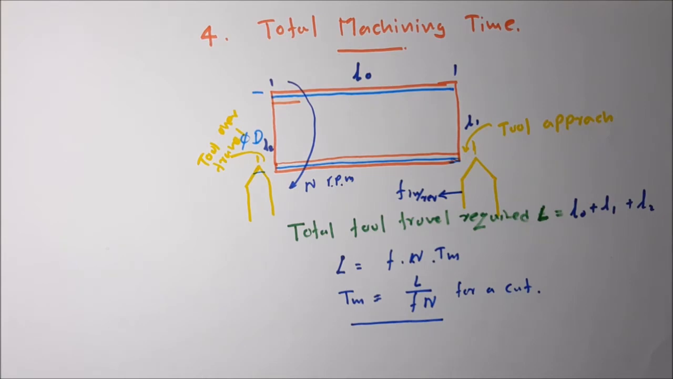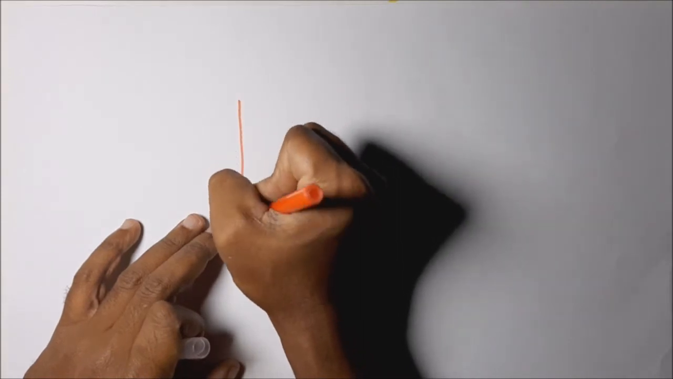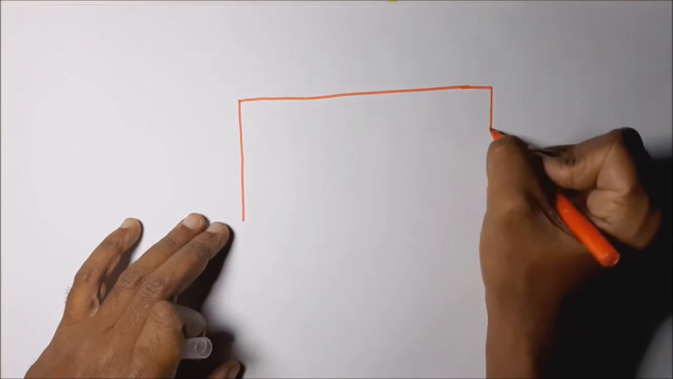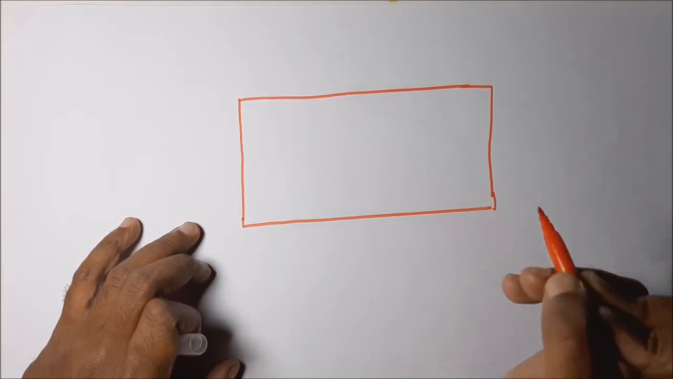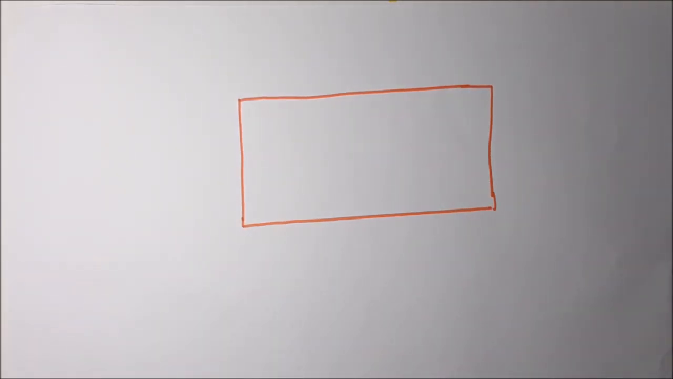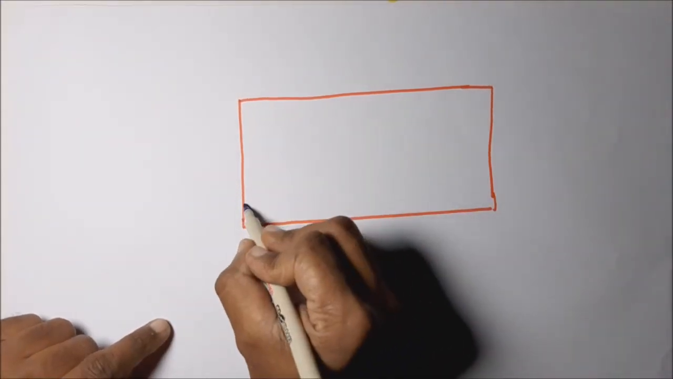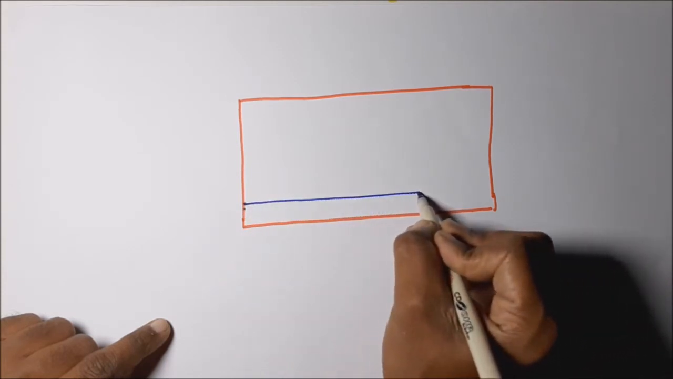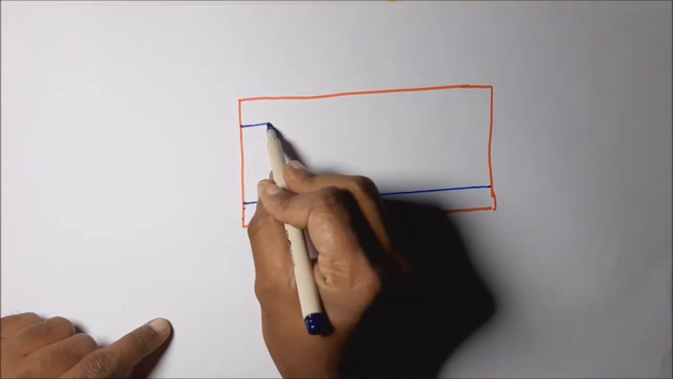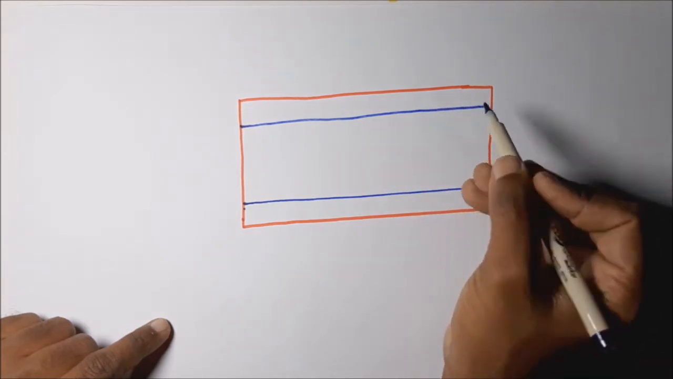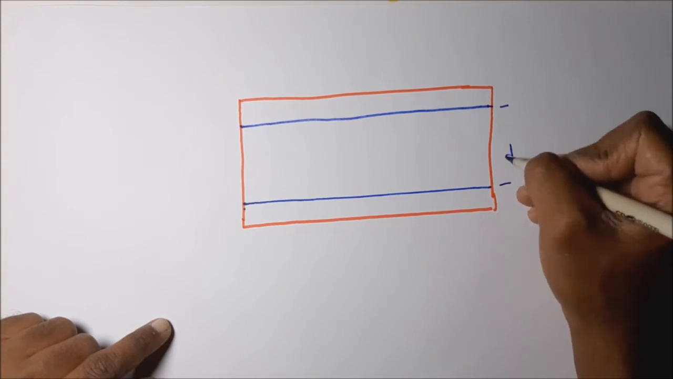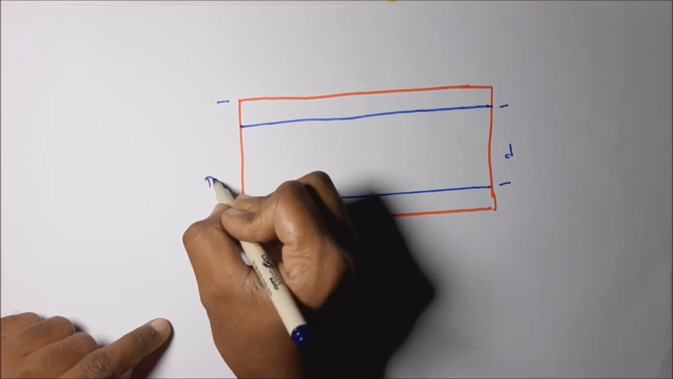I will draw in a separate diagram. Let's take this is the workpiece. Then this workpiece diameter has to be reduced. Finally, we have to obtain this much diameter by removing the surface material. This is the required dimension for this cylindrical workpiece. So finally, we want these dimensions. Let's take we have reduced the diameter to small d. The initial diameter is capital D.